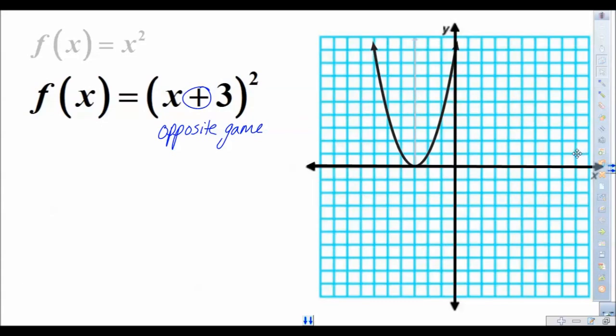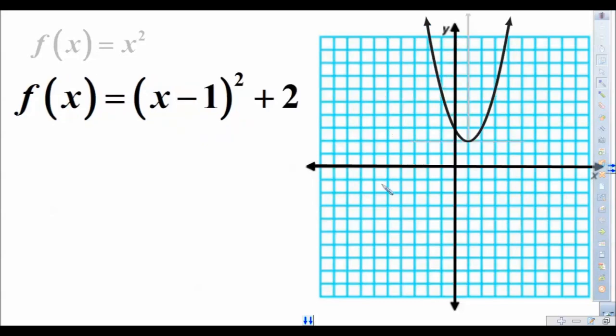If we change it to a plus sign here, now it says x plus 3 squared, and we're going to move it to the left. We move it to the left 3 units here, as you can see. And then what we started doing with these is combining them together and doing both vertical translations and horizontal translations at once. Take a look at this one. In this example here, we have x minus 1, which means that we have to move this to the right 1 from 0, 0. And here with that plus 2, that means we had to move up.